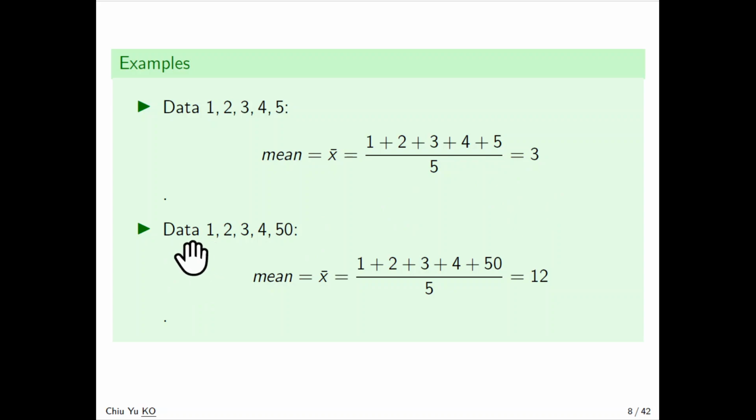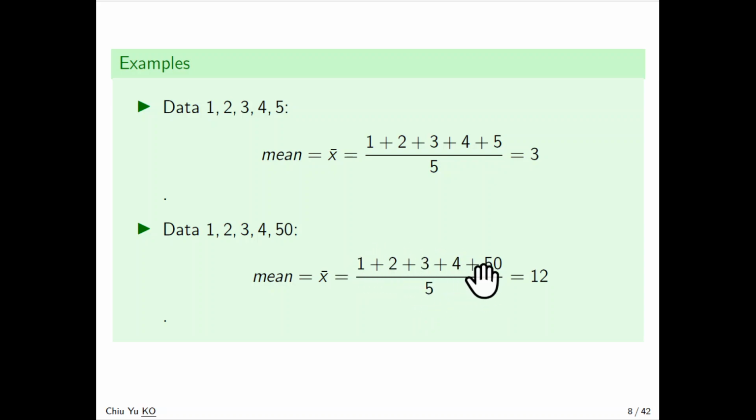And the second data set is 1, 2, 3, 4, 50. So which is essentially the same, but the last one instead of 5 becomes 50. So add them all up, the numerator will be 60. 60 divided by 5 is 12. Okay, so it's very simple, just add them all up and divide by how many of them. And this is very simple, right?